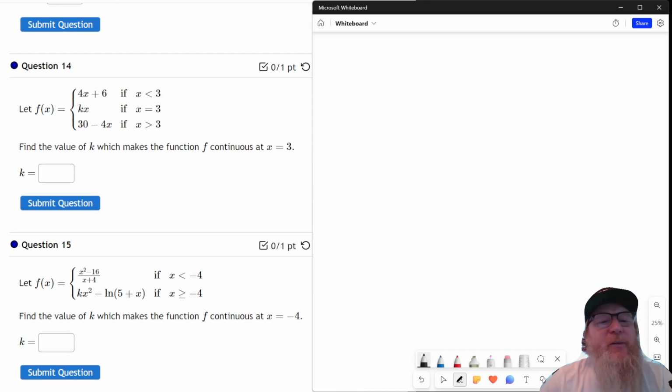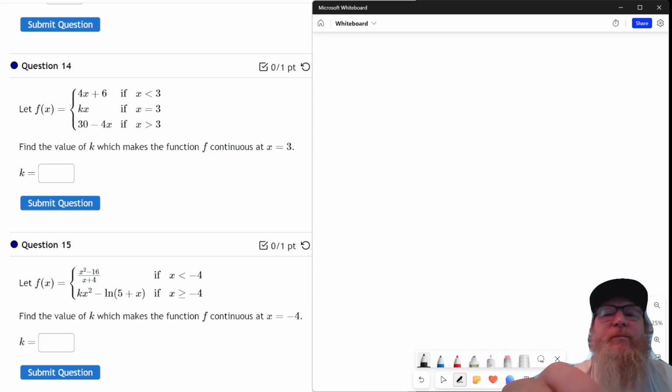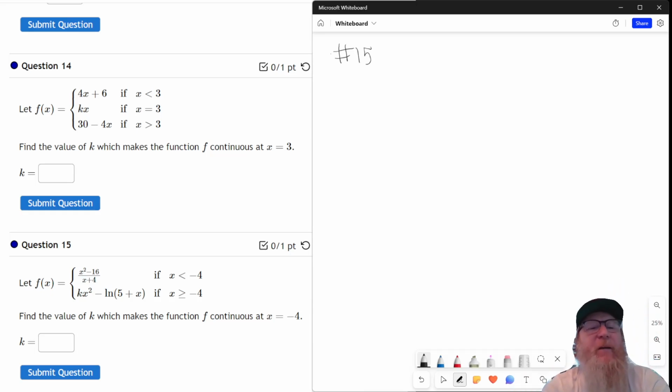So let's just do this last one. I guess let's see, do we have time for both of these? Let's just do the last one. I think you can figure out number 14. I'll show you how to do 15 and you can figure out 14.